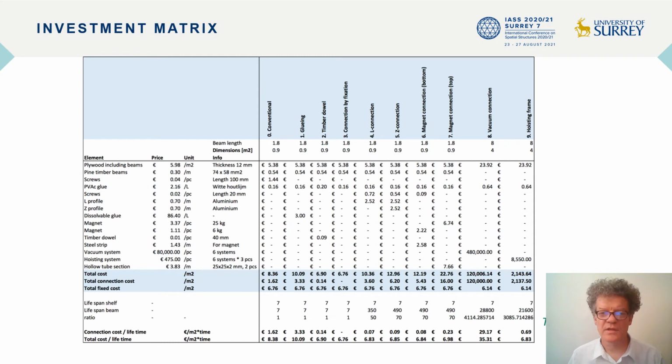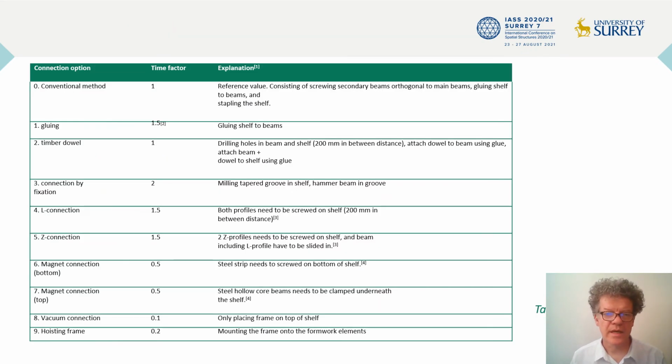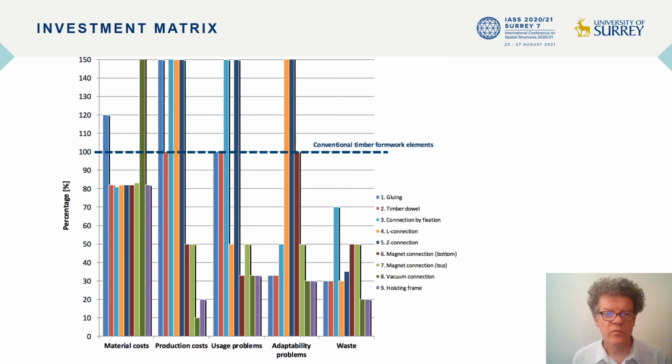So here you will see the investing metrics for the calculation of the cost. And here we looked at the time factor, so the amount of labor that is needed for this kind of alternative structures. If we combine the material cost and the labor cost, the most convincing option would be the timber dowel option.